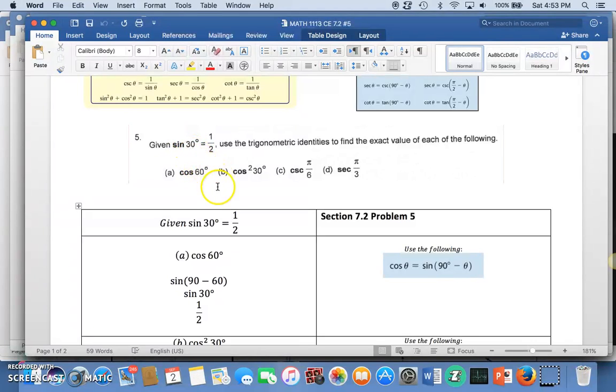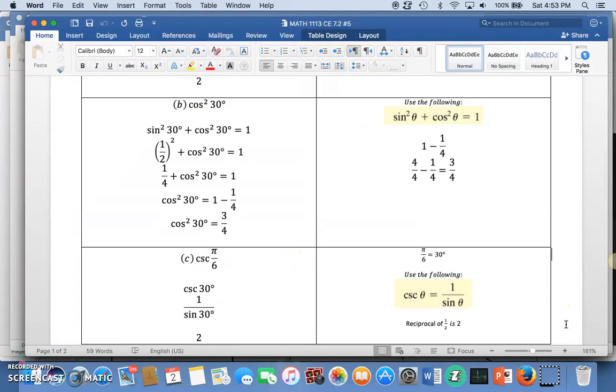Since these two were cofunctions, they would have the same value. You add those two together, you get the 90. They actually have the same value, and that's going through that. That was A. B is cosine squared 30 degrees.